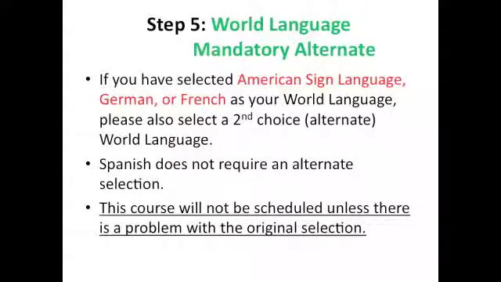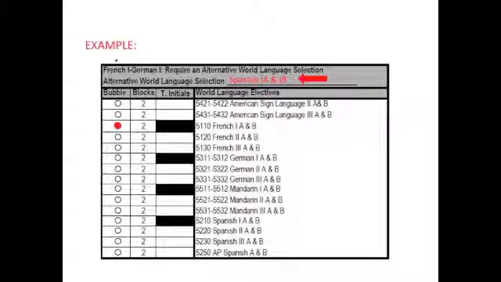Step 5. World Language Mandatory Alternate. If you have chosen American Sign Language, German, or French as your first choice world language, we also ask that you choose a second option in the event of a scheduling conflict. While we will make every attempt to get you your first choice, occasionally courses do fill up and/or result in a scheduling conflict. In this example, the student has chosen American Sign Language as their first choice, and they have listed Spanish as their second choice.